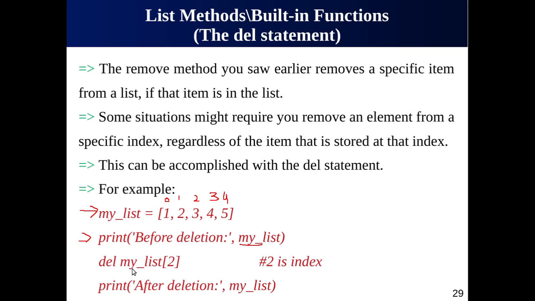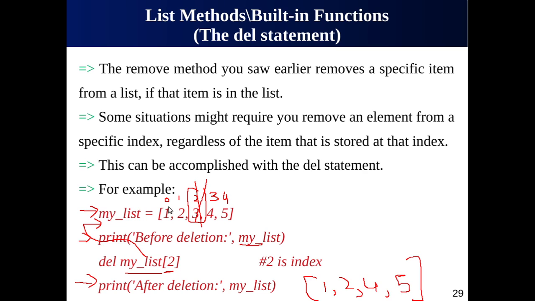So what does it mean? Go to the list having the name my list. Go to the index 0. This is index 0. What is the item here? There is 1. Delete it. Del means delete it. And then print the new list. So the new list is going to be like this: 1 has been deleted, so 2, 3, 4 and 5.